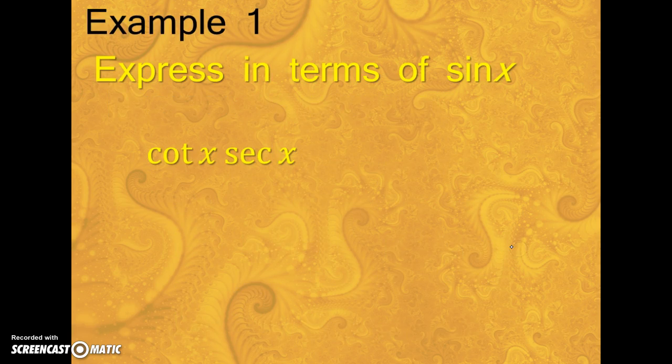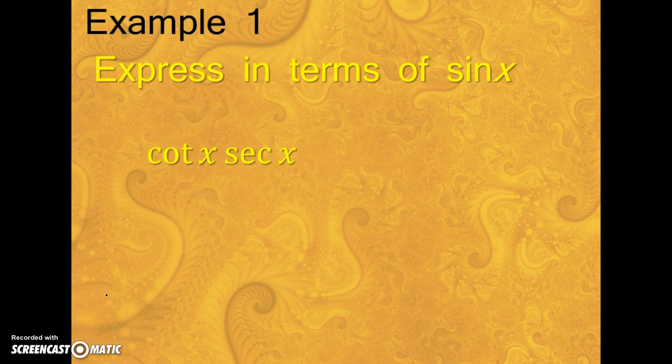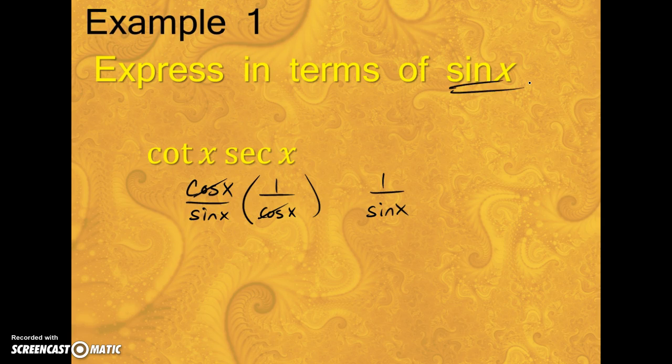So if they say, given this guy, and you want to express it in terms of sine, our goal is to try and get rid of all other letters. So cotan starts off being cosine over sine. Secant is 1 over cosine. My cosines cross out, and I get 1 over sine. Gotta be honest, my gut instinct here is to switch that to cosecant so that I don't have any trig in the denominator. But they told me to leave it in terms of sine. So we're there, I'm going to stop.